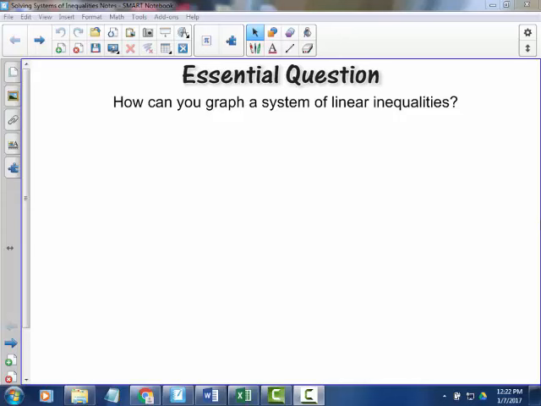Okay, so today we're going to be graphing systems of linear inequalities and using those graphs to determine solutions. We'll also determine solutions algebraically. All right, so let's get started.